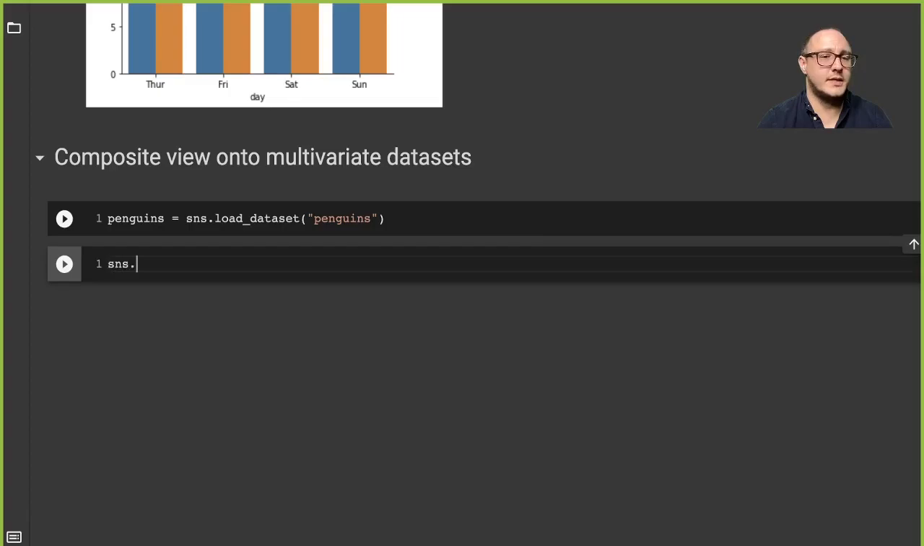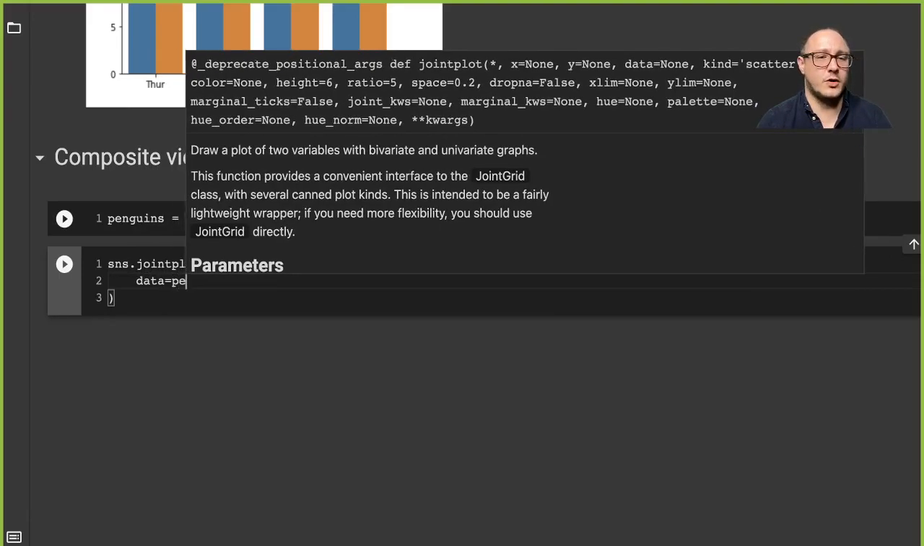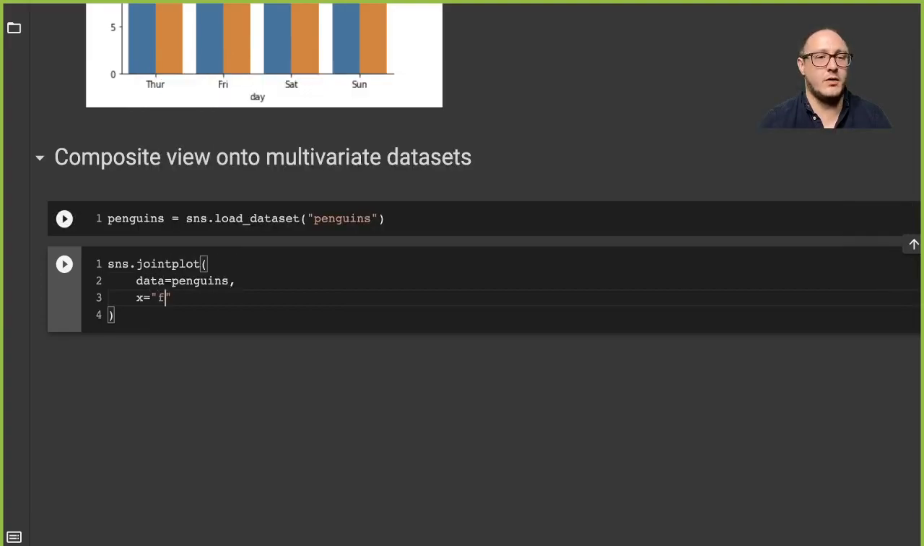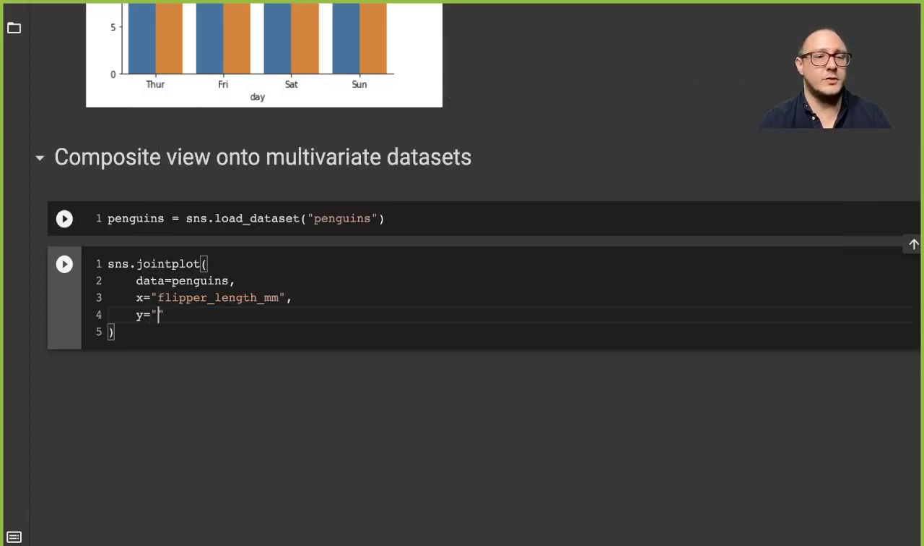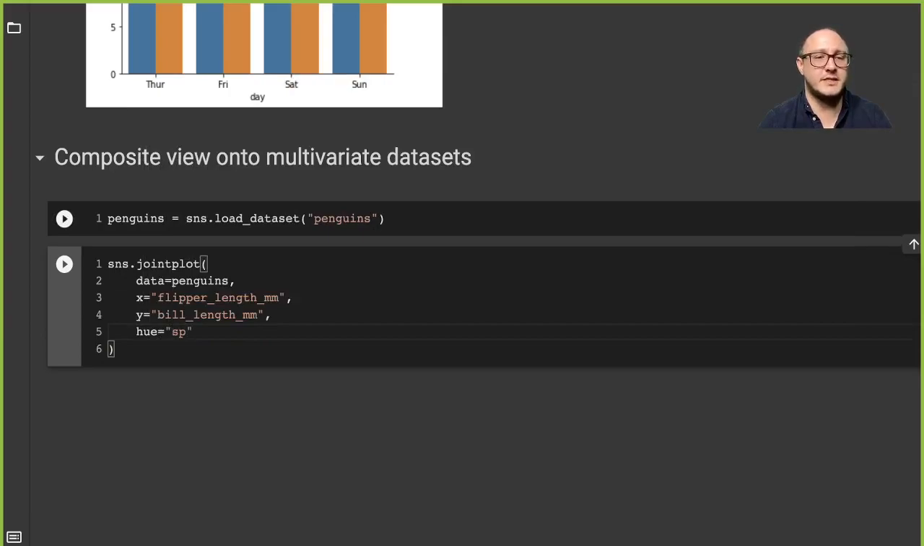So sns.load_dataset, and we want penguins. And then sns.jointplot, data is equal to our penguins. X is going to be our flipper length in millimeters. Y is going to be our bill length in millimeters. And our hue is going to be the species of penguin. Again, who said we can't have fun with data?